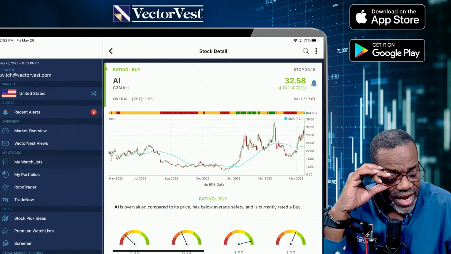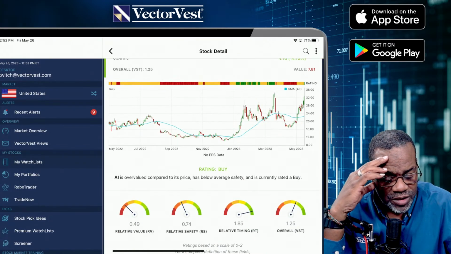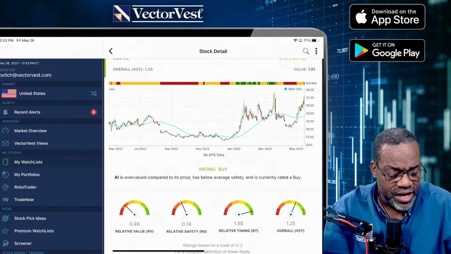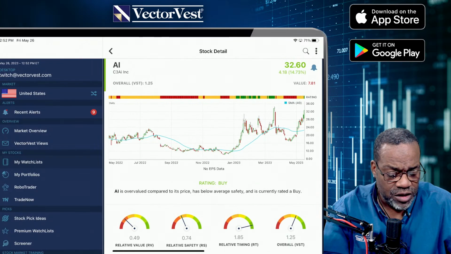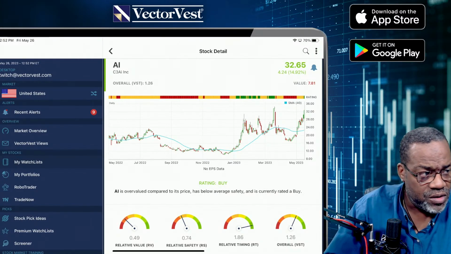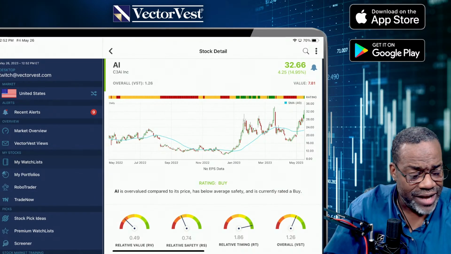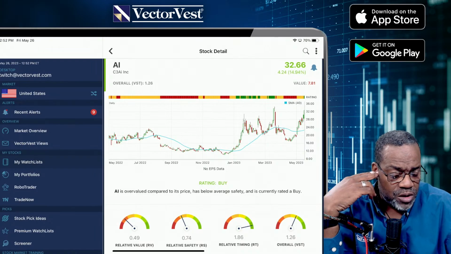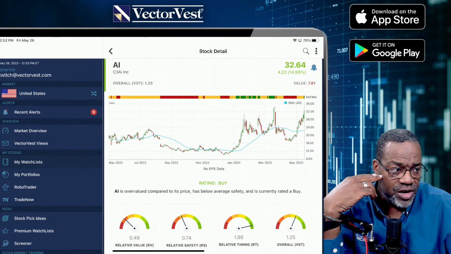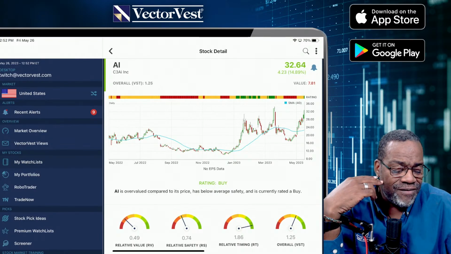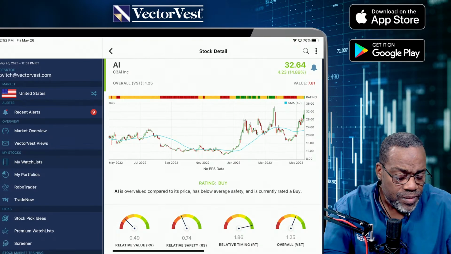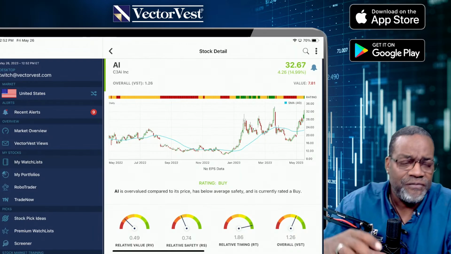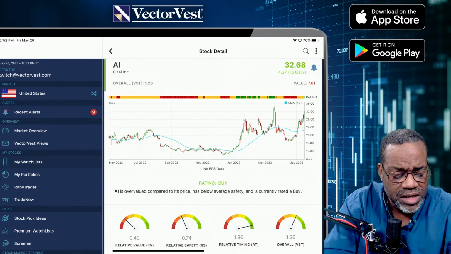All right, next one, AI. Look at that. Still in its infancy. Look at the volatility on this move. A lot of volatility going on, which helps to add to why RV is so far below 1 and RS is below. This is still news driven. I don't like it. I don't like the volatility. I can find other stocks in the space that might be better.